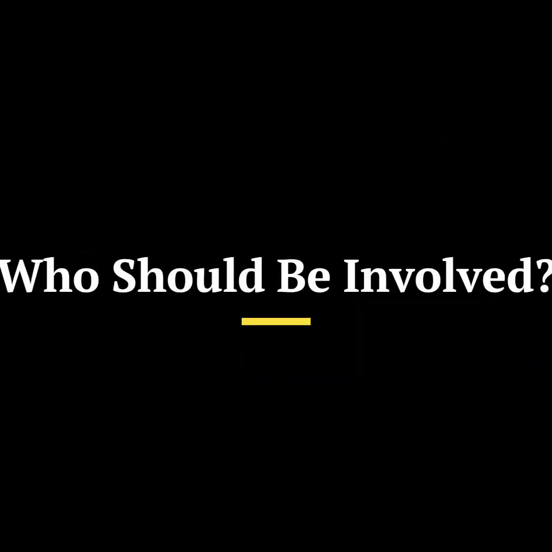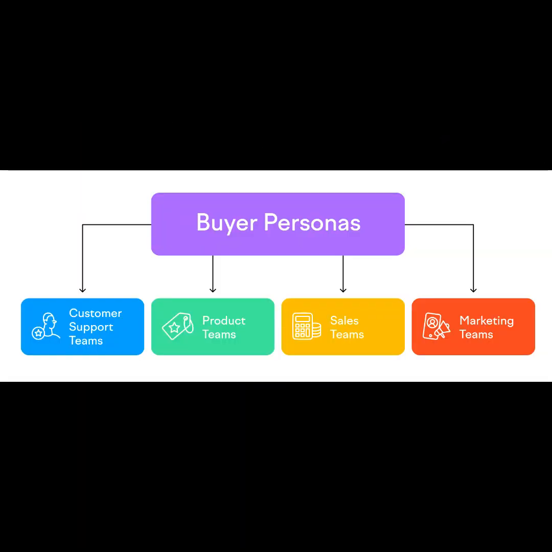Who should be involved? Typically, these 5 business departments are included. 1. Marketing. The marketing team is responsible for creating messaging and campaigns that appeal to specific audience segments. 2. Sales. The sales team has direct contact with customers and can provide insights into their needs, pain points, and motivations.